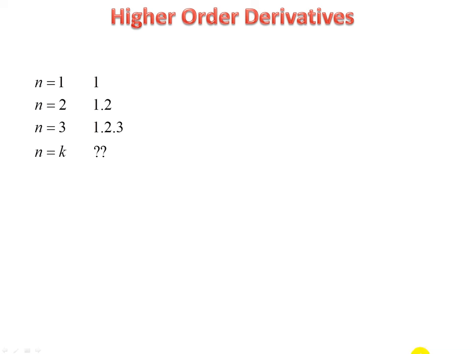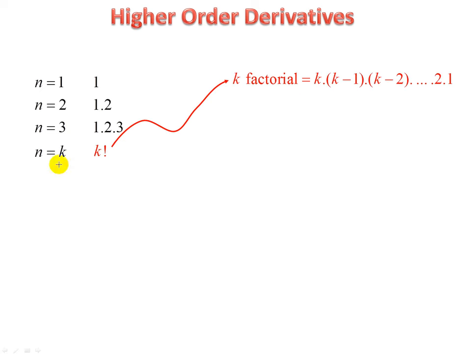Now we're looking at a different sort of pattern. No longer powers, but now we have 3 times 2 times 1. If n was equal to 4, it would be 1 times 2 times 3 times 4. This involves what we call factorial, the exclamation mark. K factorial means k times 1 less than k times 2 less than k, all the way down to times 2 times 1.